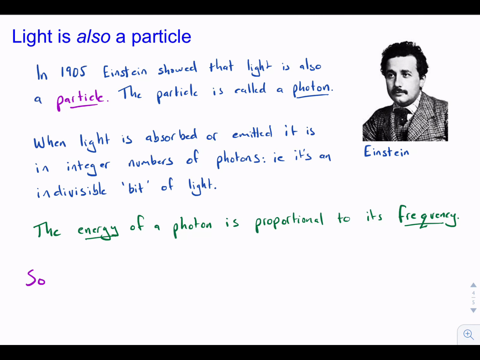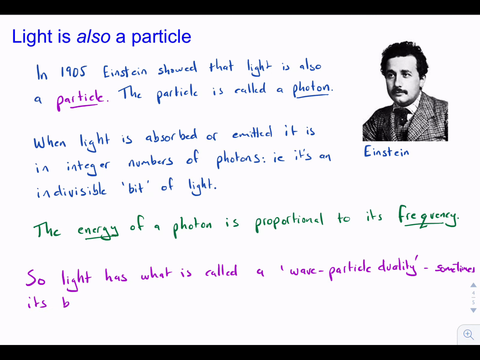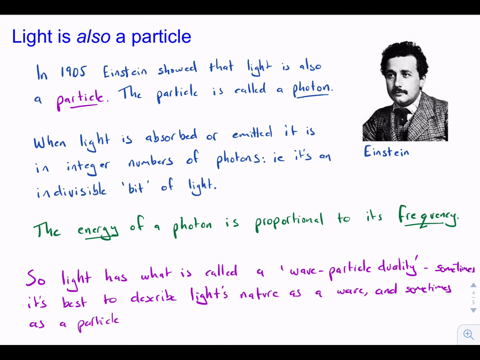So light has what's called this wave-particle duality. Sometimes it's best to describe light as a wave, and sometimes it's best to describe it as a particle. That doesn't mean that sometimes it's a particle and sometimes it's a wave. It just means that sometimes we can use the wave model to describe what's happening with light, and sometimes it's best to use the particle model.